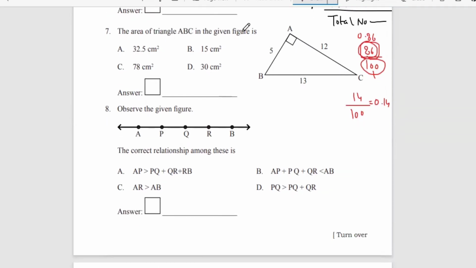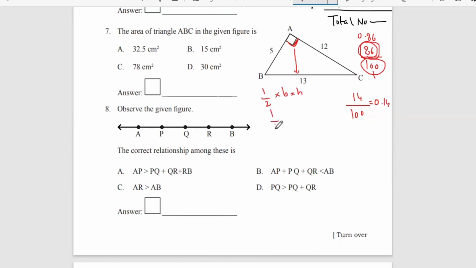Moving to the next one, that is the seventh one. The area of triangle ABC in the given figure is... okay, they are asking you to find the area of triangle ABC, and angle A, as you can see, is represented by one symbol. That symbol we call perpendicular. That means angle A is equal to 90 degrees. And the side opposite to the right angle will be called what? Hypotenuse. There is no use of the hypotenuse in finding the area of a triangle. So we have to use the base and the height.